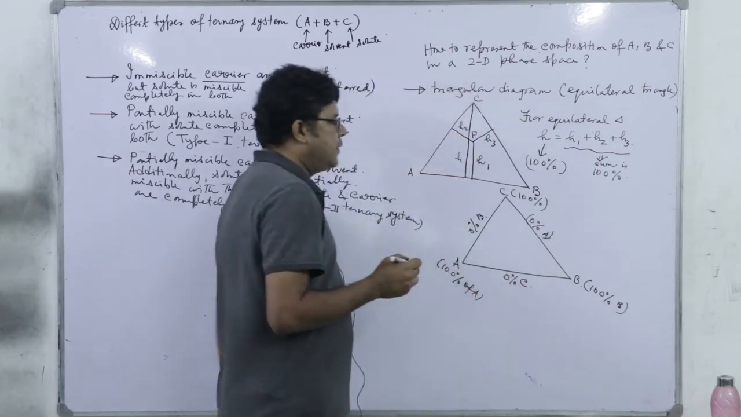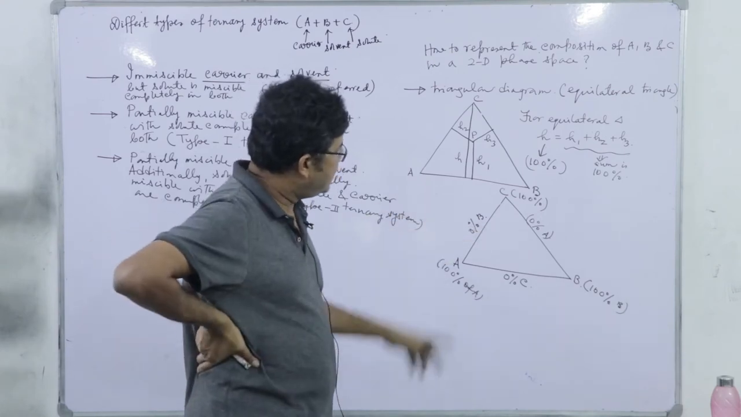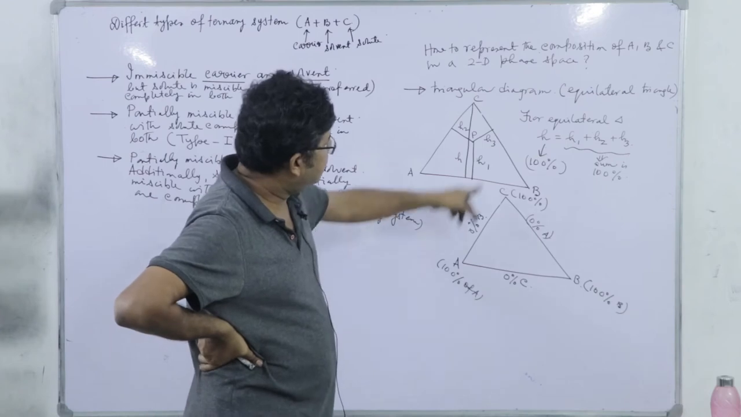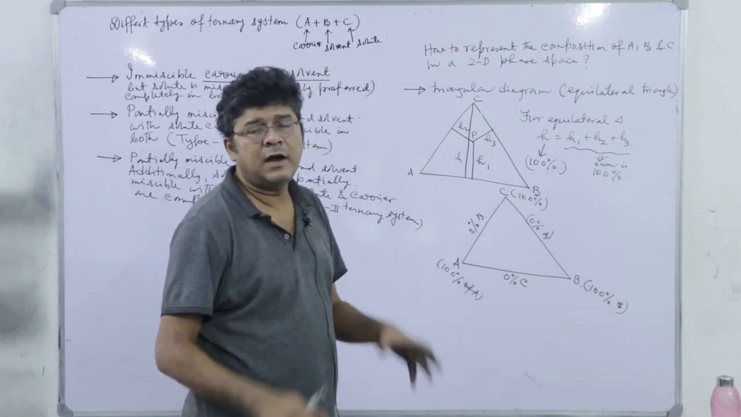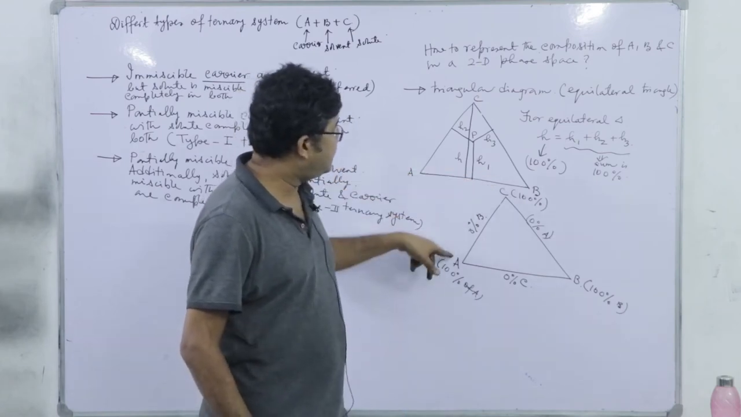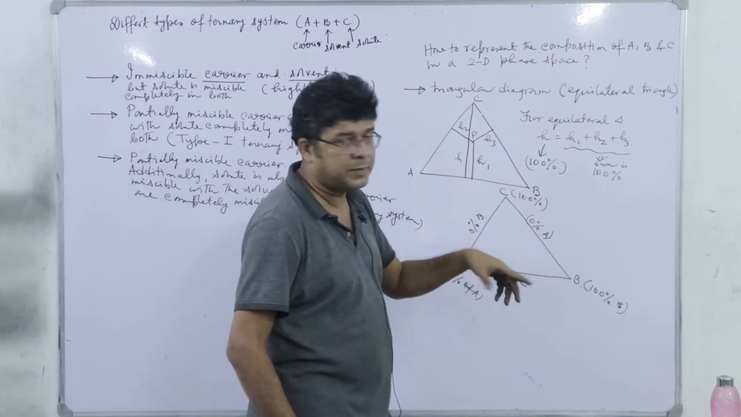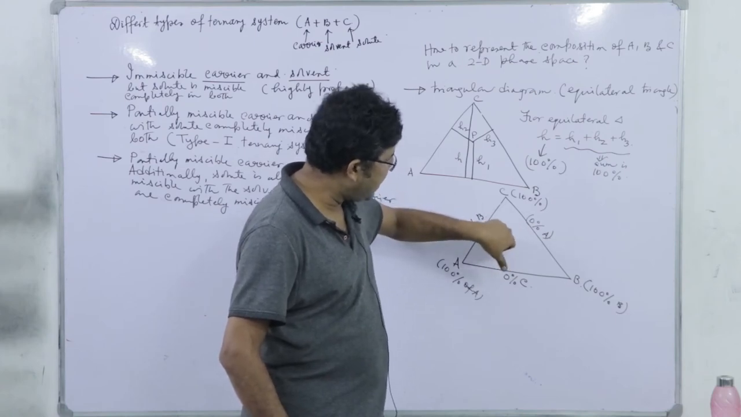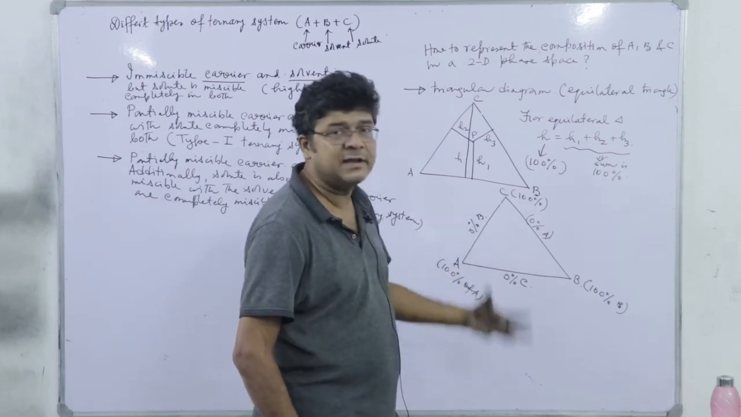Correct? So, the vertices, there are three different notions, right? The vertices of a triangular diagram must represent the pure components A, B and C. The sides represent binary systems, like AB represents solutions having different mass fractions of A and B only, but there is no C. AC represents the same with A and C, but 0% B. And simply BC represents 0% A, but B and C only. So any point in the interior of this triangle is a pure ternary system. All three components are present.